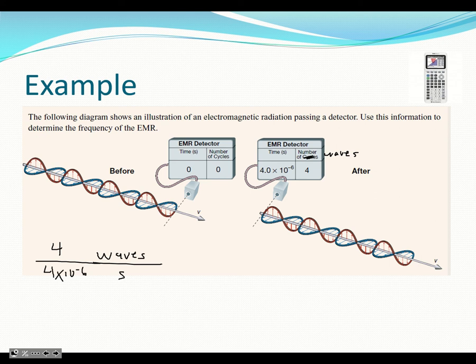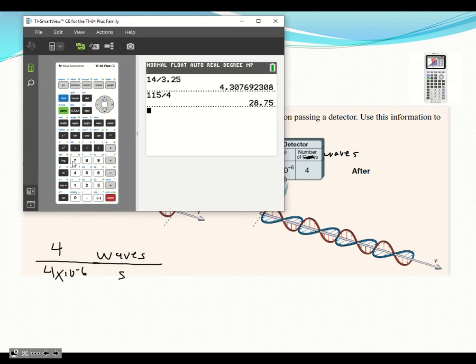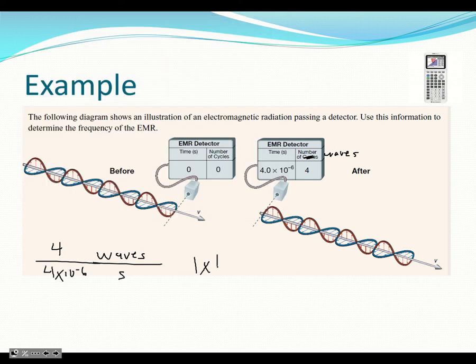So if we calculate that, 4 waves divided by 4 times 10 to the negative 6, we end up getting, what is that? 1, 2, 3, 4, 5, 6. So 1 times 10 to the 6 hertz. So that would be our frequency. Waves per second is the same thing as hertz.